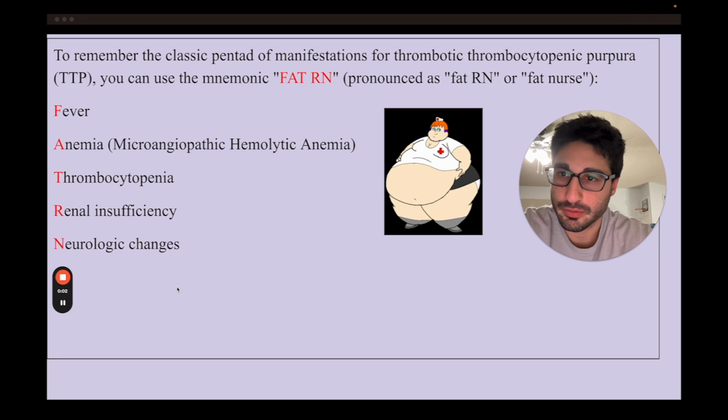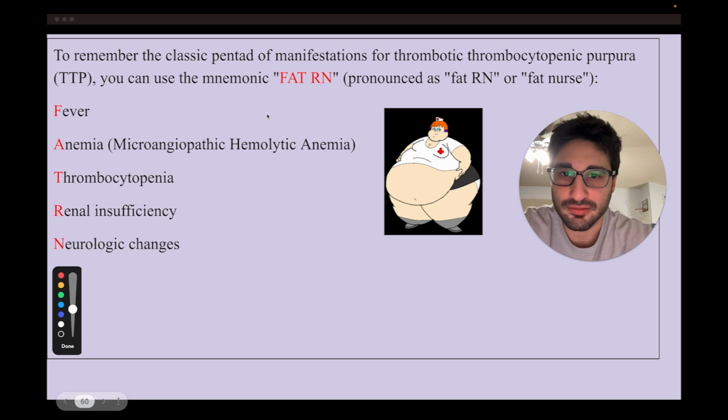Hello everyone, in this video we will be going over a mnemonic to remember the 5 important findings that we see in thrombotic thrombocytopenic purpura. This disease is characterized by a pentad of findings, and we can remember this pentad, or the 5 key findings, with the mnemonic FAT RN. RN is a registered nurse, or you can remember a FAT nurse.